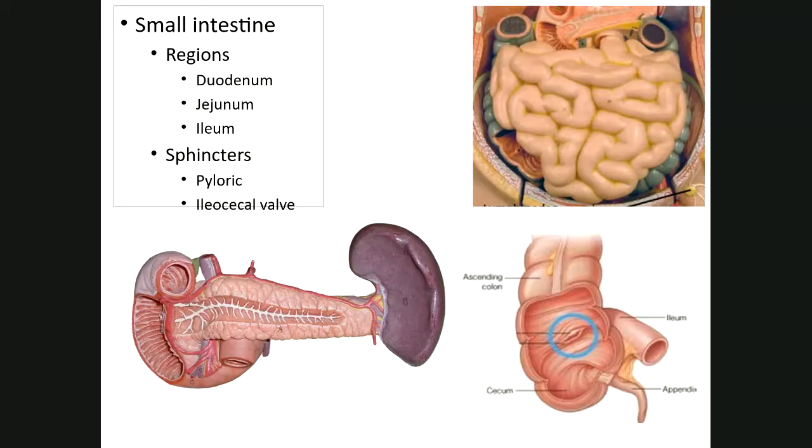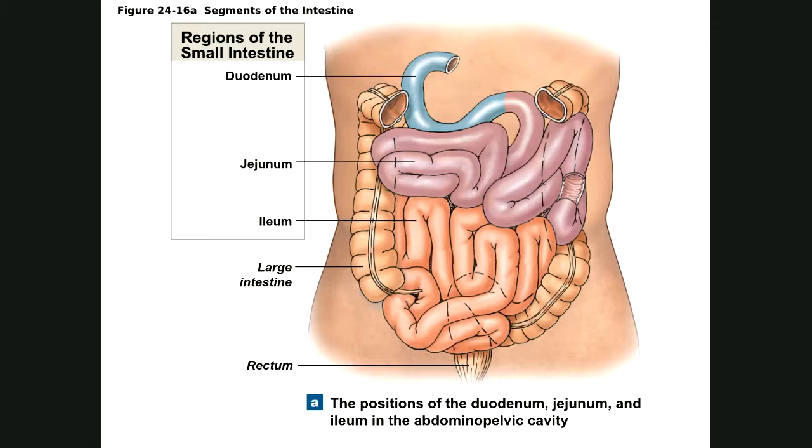Small intestine, of course, attaches to the stomach, and so we'll look at the different regions, duodenum, jejunum, and ileum, which you can see nicely on this picture. So this is a really good one of the different regions of the small intestine.